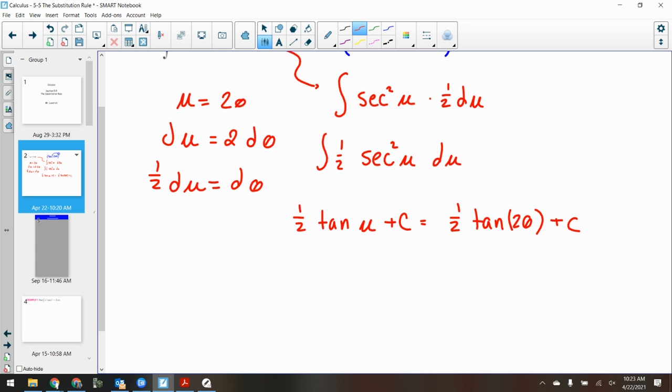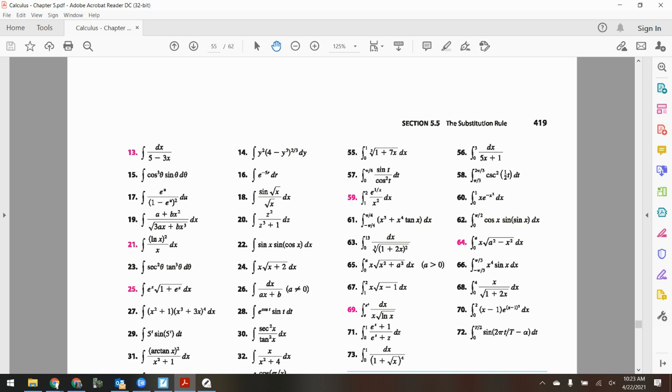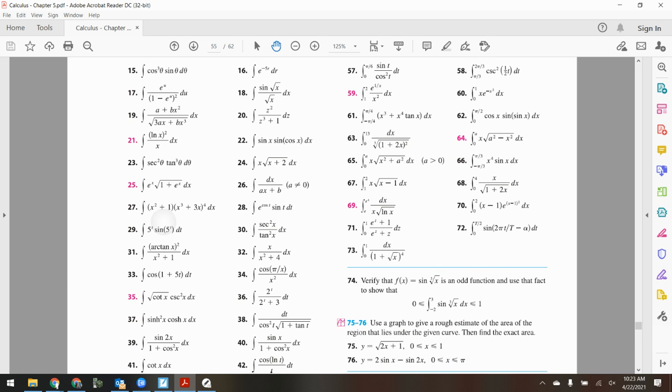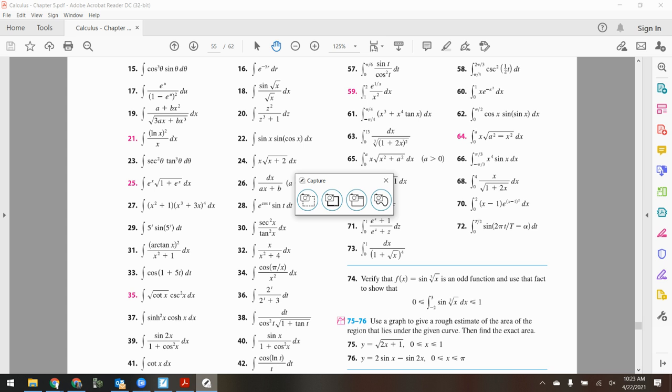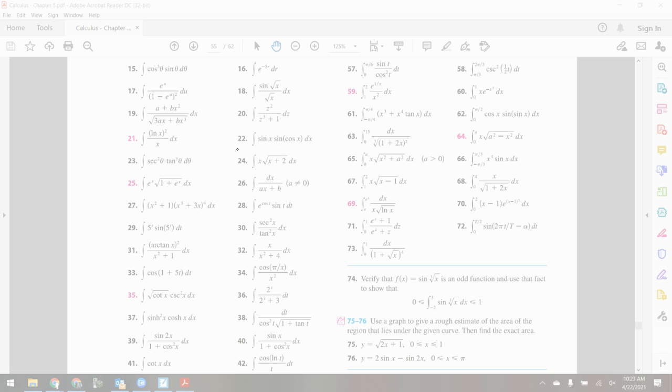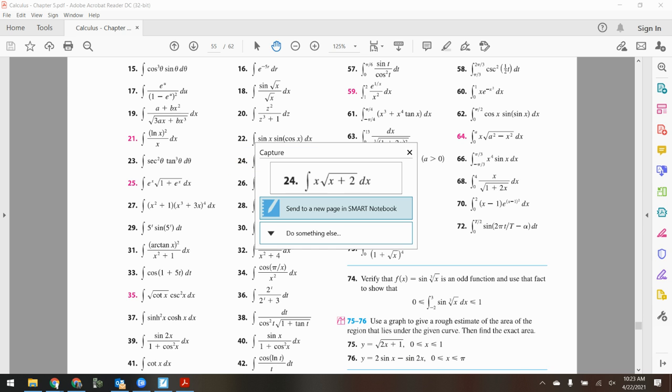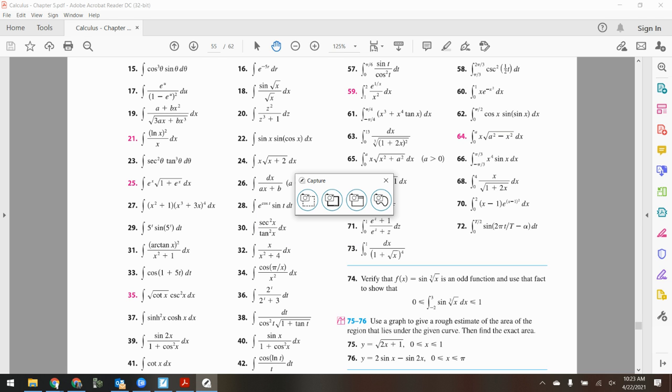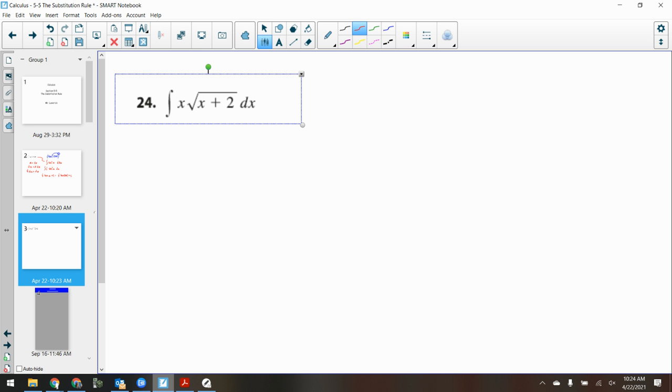Question. What else do we want to talk through? Go ahead. 24? Yeah. 24. Oh, this is that weird one with the x and the x plus 2. This is a funky one. I'm glad we asked about this one. This is going to be a fun one. Did it come up? Oh, it's already over there.